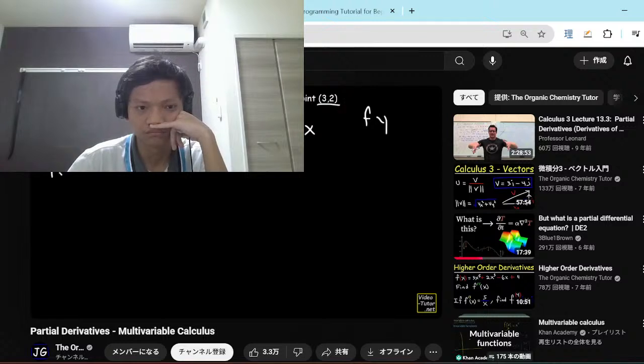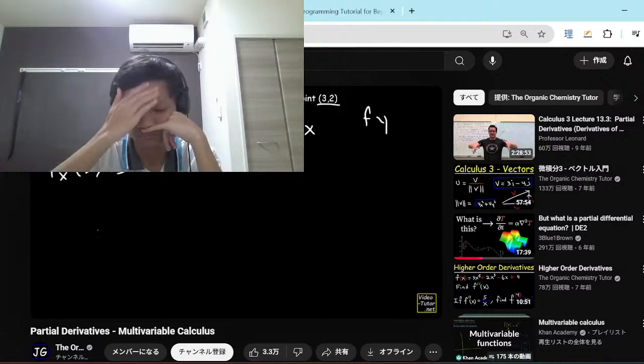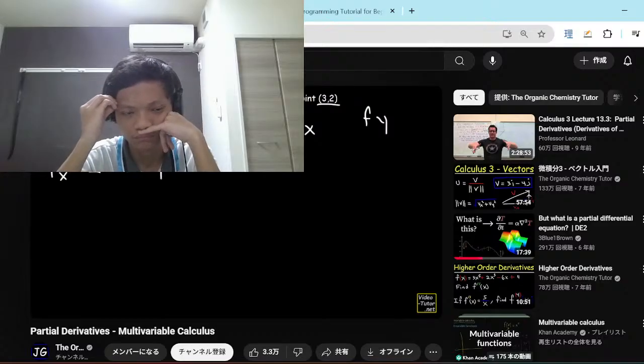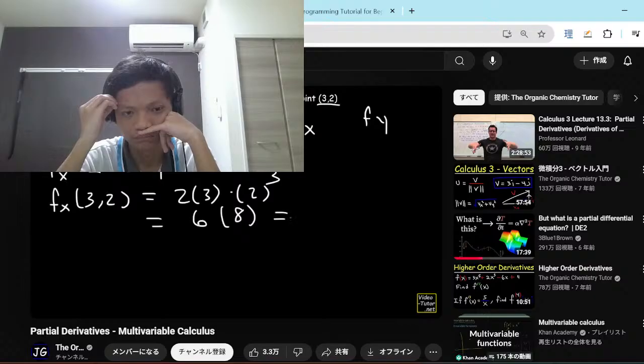So to find the slope in the x direction is simply fx(3, 2). So we just plug in. Well, first we have to find fx. Fx is going to be the derivative of x squared, which is 2x, times the constant y cubed. So fx(3, 2) is going to be 2 times 3 times 2 to the third power. 2 times 3 is 6, 2 to the third power is 8, and 6 times 8 is 48.